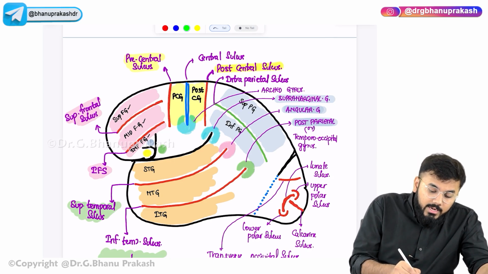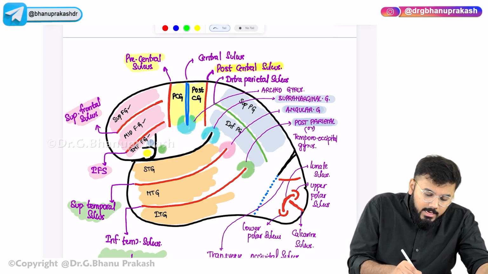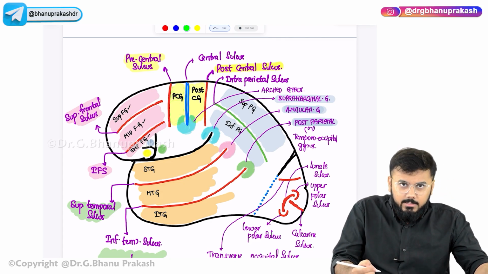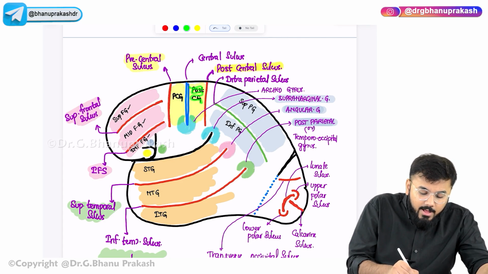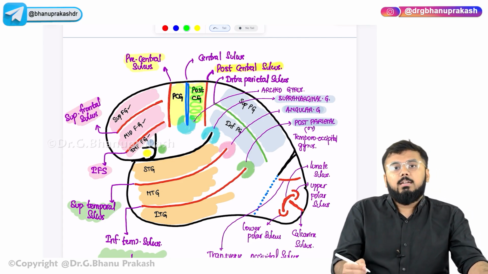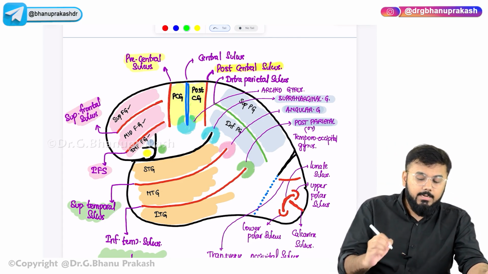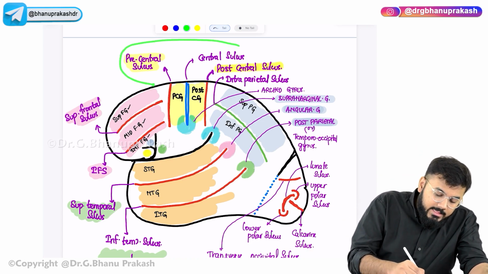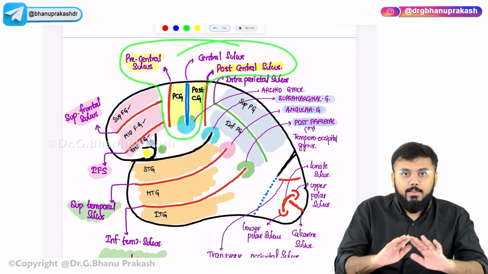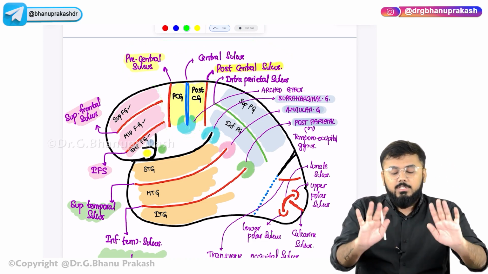So, in front of the central sulcus, the gyrus which we have over here is called a precentral gyrus. And behind the central sulcus, the gyrus which we have over here is called a postcentral gyrus. One is called a precentral gyrus, another one is called a postcentral gyrus. So, I think till this part you are perfectly clear. Now, leave this part.